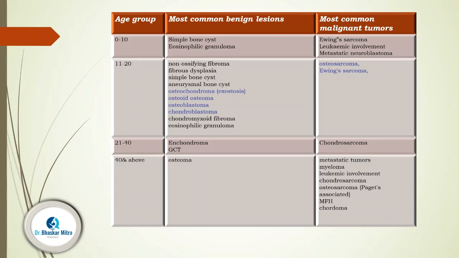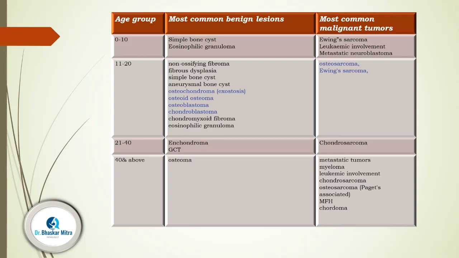Now, as I am saying, some of the diseases are prevalent in children, some in the older age group. If we make a table and divide different age groups like 0 to 10, 11 to 20, 20 to 40 and 40 and above, and divide the whole bone lesions into the benign and the malignant counterpart, then the situation would be like this. In the under 10 category, there are benign lesions like simple bone cyst and eosinophilic granuloma; Ewing sarcoma and leukemic involvement are more common on the malignant side.